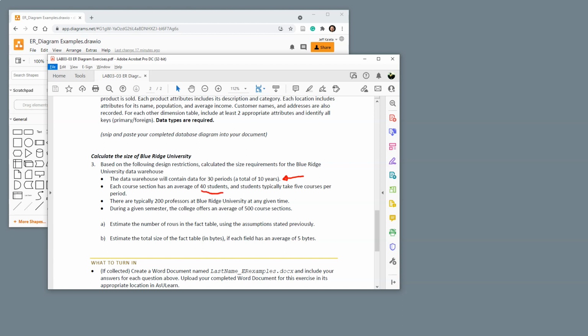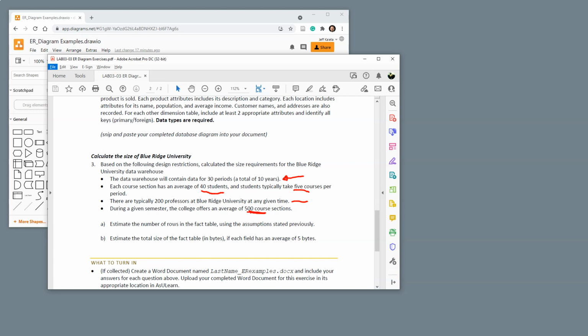Each course is an average of 40 students, and students can take up to 5 courses per period. There are typically 200 professors at Blue Ridge University at any given time, and during any given semester, the college offers an average of 500 course sections, so 500 courses. So there's actually 500 classes going on.